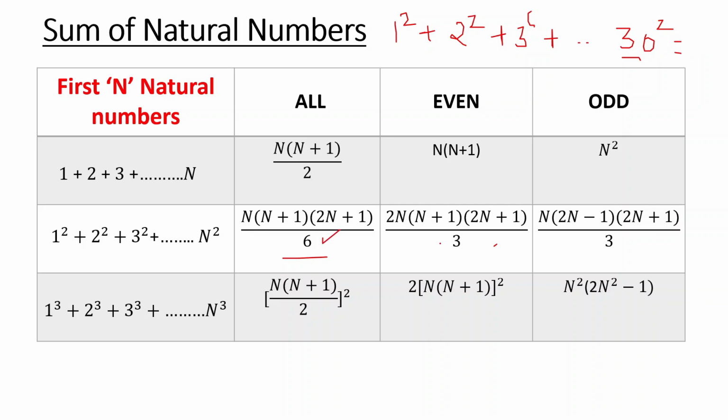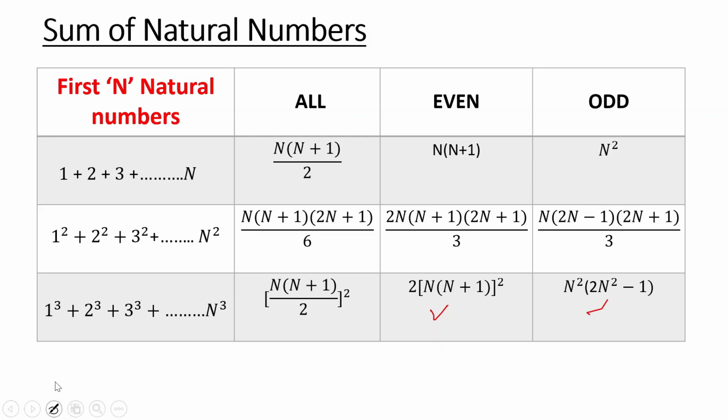Then this is for the sum of squares of first even natural numbers, sum of squares of first odd natural numbers. And the last row is regarding the sum of cubes of first n natural numbers, sum of cubes of first even natural numbers, sum of cubes of first odd natural numbers. I hope these 9 formulas are clear.